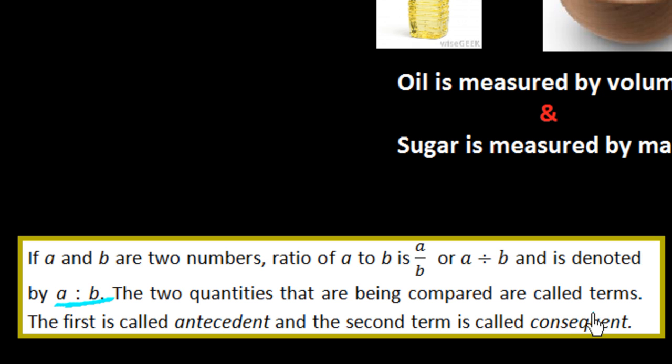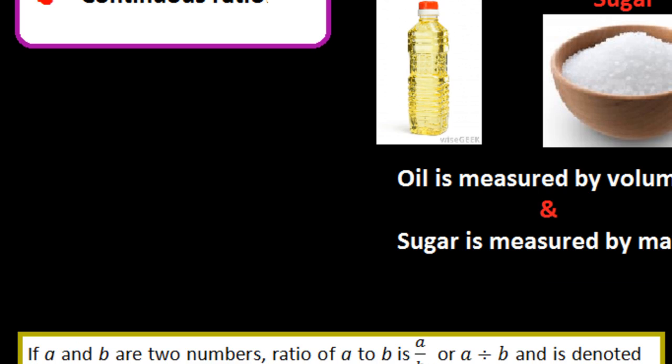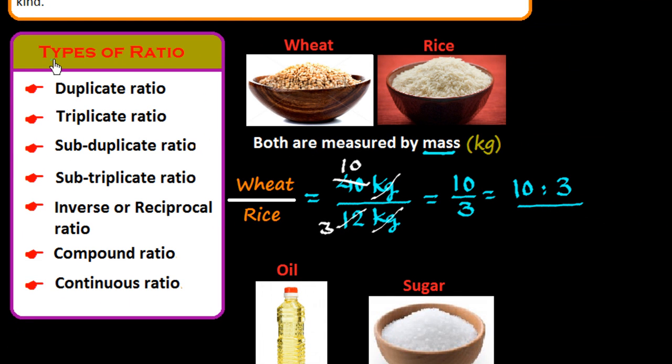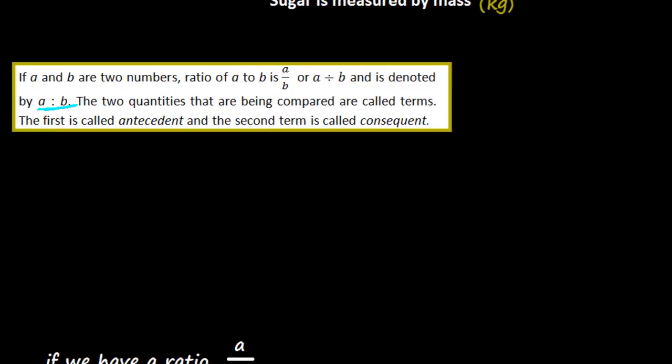Now we see the types of ratio. Look at this table, the types of ratio I have written here: the duplicate ratio, triplicate ratio, subduplicate ratio, subtriplicate ratio, inverse or reciprocal ratio, compound ratio and continuous ratio. I will explain each and every sort of ratio, and how we get it from a given ratio.